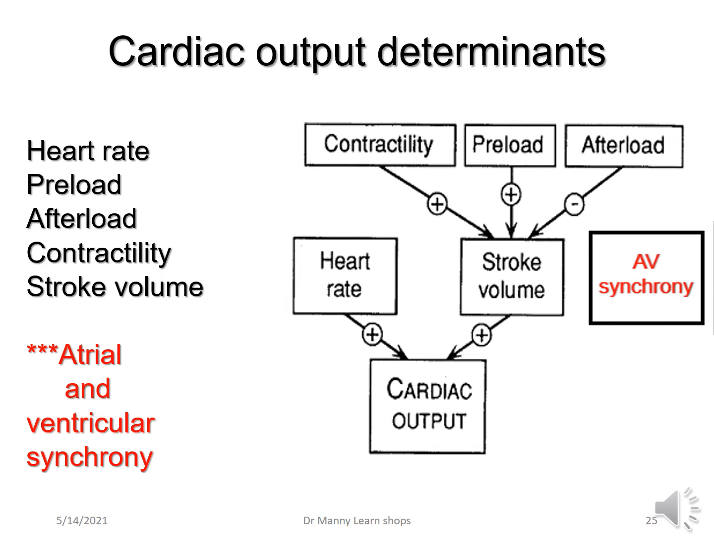synchrony with each chamber. So atrial ventricular synchrony basically means that the atria contract first, emptying the blood from the atria into the ventricles. This is the atrial kick or atrial contraction. And this then results in the ventricles being filled actively. And when they're filled actively, the ventricles are full of blood to about 100% capacity. This is atrial and ventricular synchrony. So, in order to have cardiac output, you require heart rate, preload, afterload, contractility, stroke volume, and atrial and ventricular synchrony.